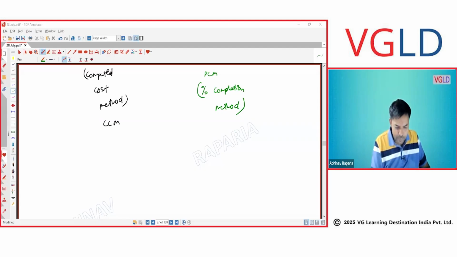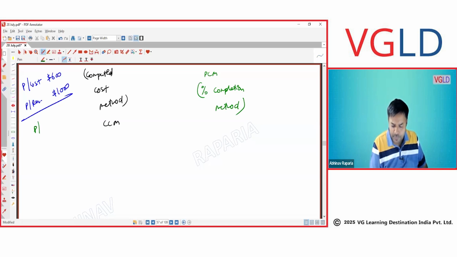Let's say the project cost is approximately $600 and project revenue is approximately $1,000. So how much is going to be my project profit? Project profit is going to be $400. Let's say the project is for 3 years: first year, second year, third year.